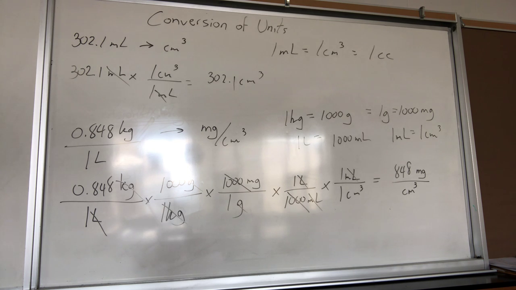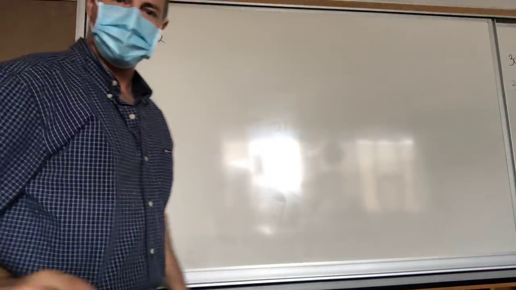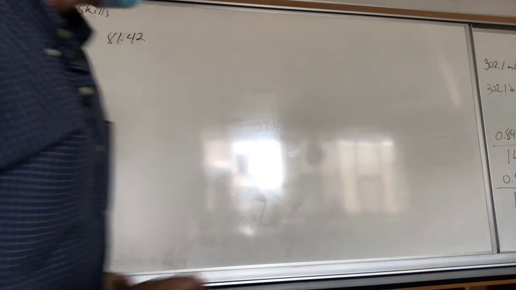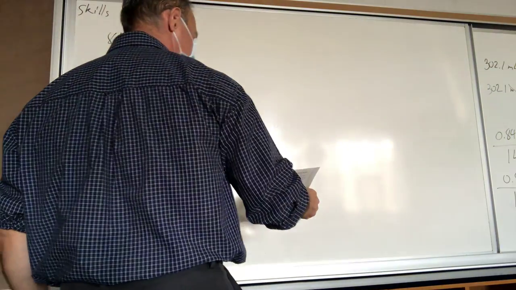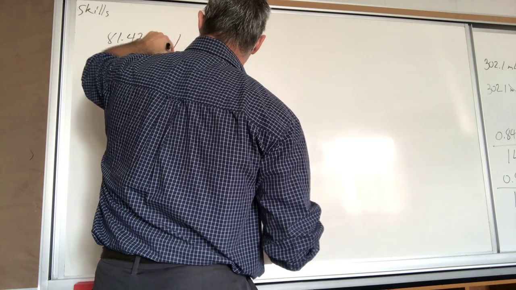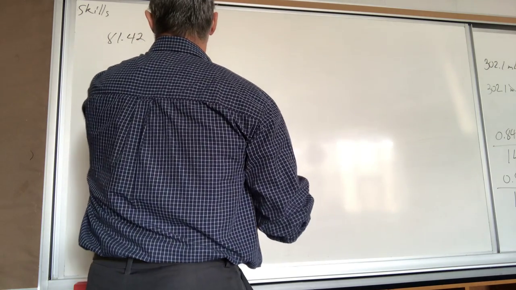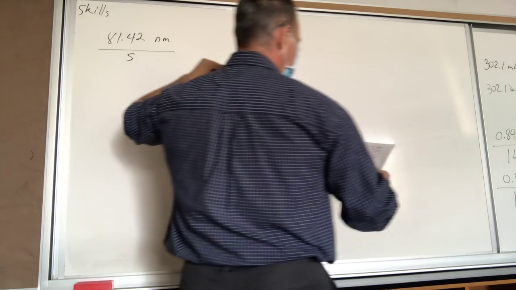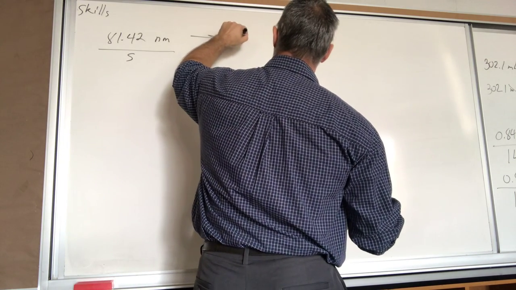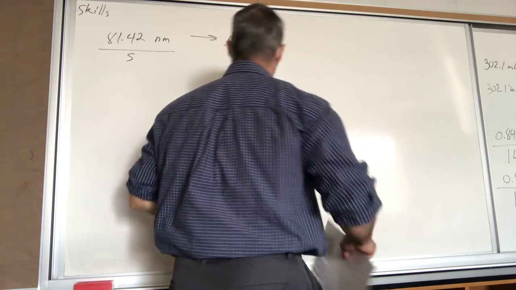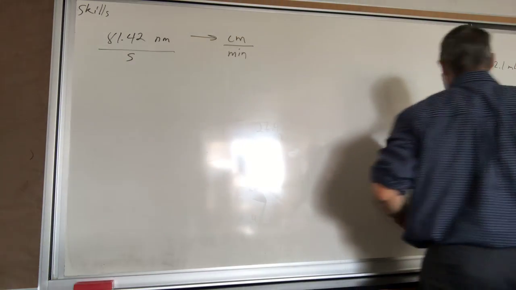Okay, this one is 81.42. Here we go again. Move it over to this side. I need a cameraman. We're 81.42 nanometers per second. Let's write it so that you find it easier to see. And I want to convert it into centimeters per minute. I'll give you all the conversion factors that you need. Okay, then you figure it out.